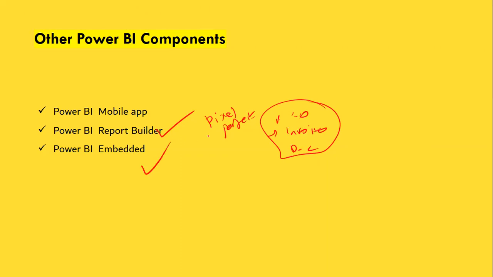Apart from this, we have something else called Power BI Embedded. Even Power BI Embedded is also a licensed one. It is an Azure service, so it enables the business to embed your Power BI capabilities into other apps. For example, I published a dashboard or report on cloud. I want the same report or dashboard to be embedded in my website or blog. That is possible with Power BI Embedded.